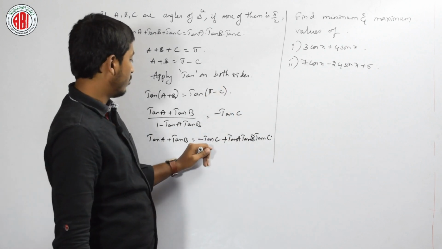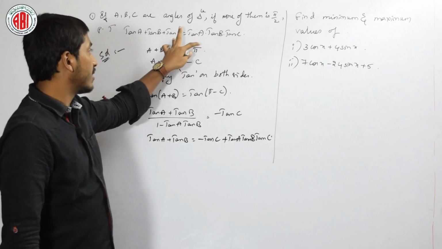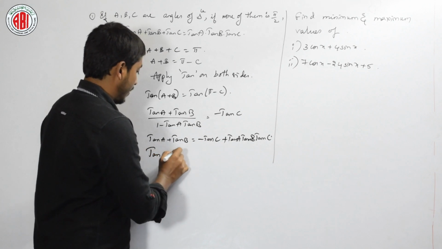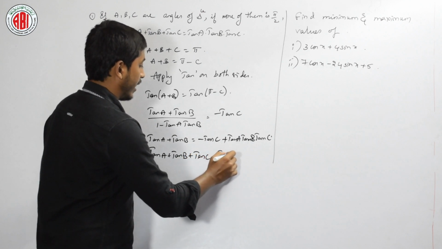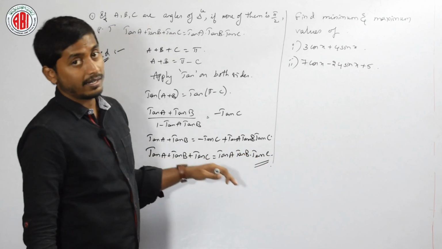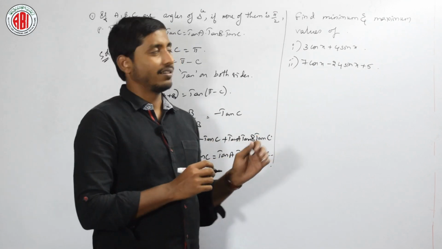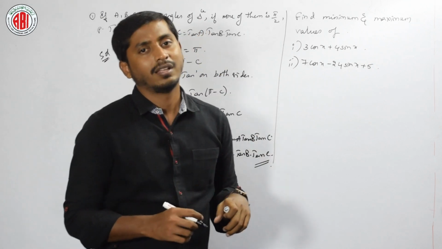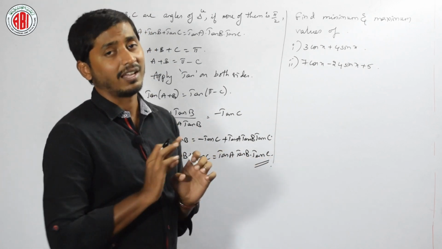Is it clear? Now, he is asking tan a plus tan b plus tan c, so this tan c on the left side, let us bring this tan c to that side. It will become tan a plus tan b plus tan c is equal to tan A, tan B, tan C. Is it right? This is what he is asking us to prove, right? These are the basic questions, and he may ask you in terms of cot A, cot B, cot A plus cot B plus cot C equal to cot A, cot B, cot C. You will get almost the same thing, except instead of tan you will have cot.